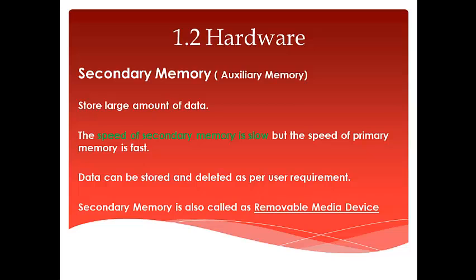And next comes secondary memory. Secondary memory is also called auxiliary memory. It holds a large amount of data. The speed of secondary memory is slow, but the speed of primary memory is fast. But the data can be stored or deleted as per the user requirement. The secondary storage memory is also called removable media. As we saw, the secondary memories are very slow compared to primary memory, which is very fast. But the storage capacity of secondary memory is large.